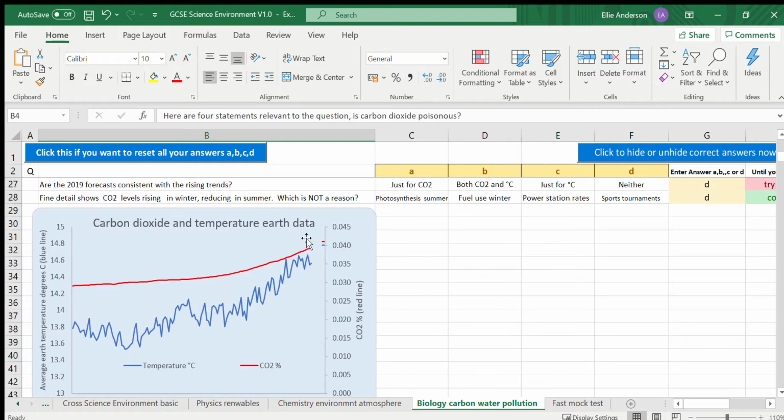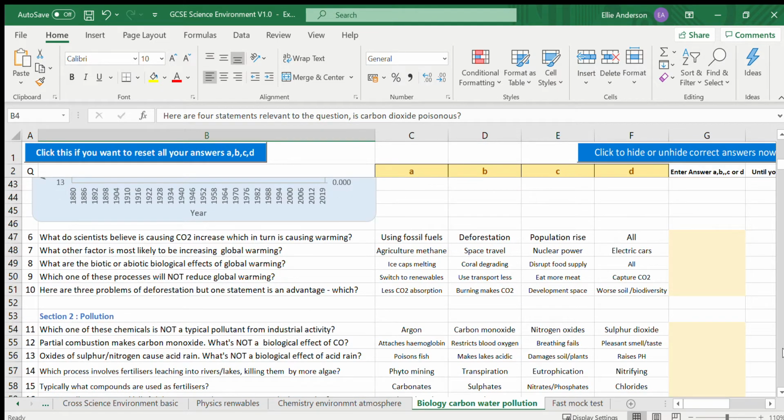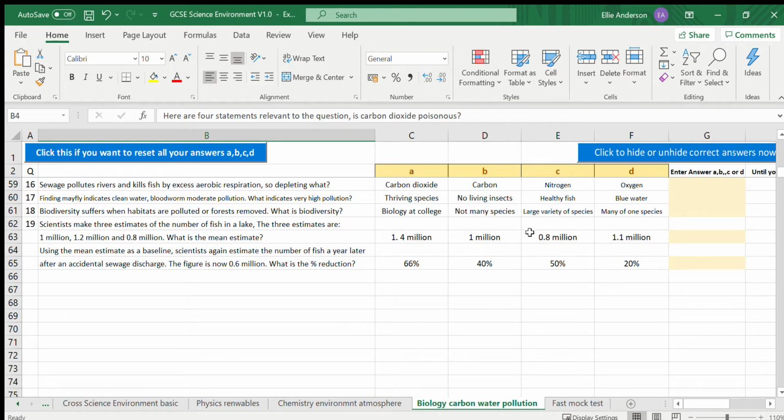Biology, quite a lot about the temperature rise and the CO2 rise, quite a familiar graph, and correlation between CO2 rise and temperature rise, and questions around that as well. Deforestation, there's some questions as well, and also a little bit of statistics. That does come into science quite a lot, doesn't it? A bit of maths for science there.